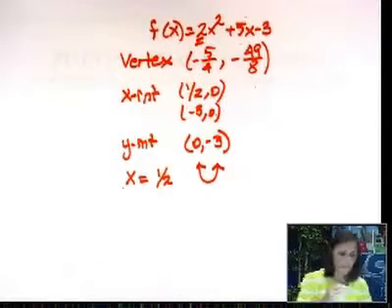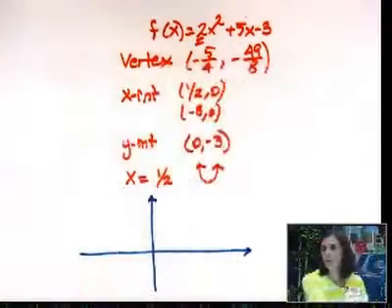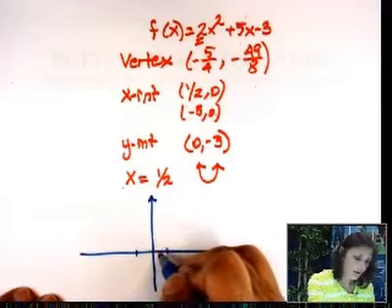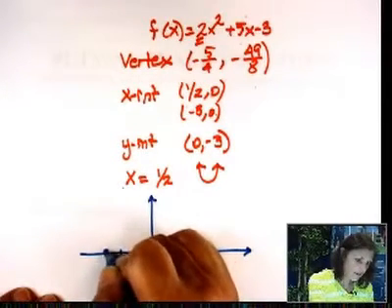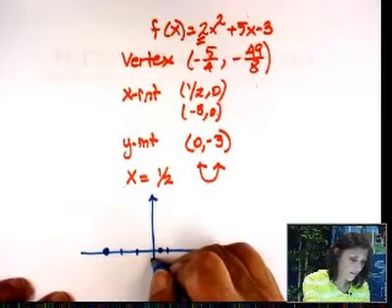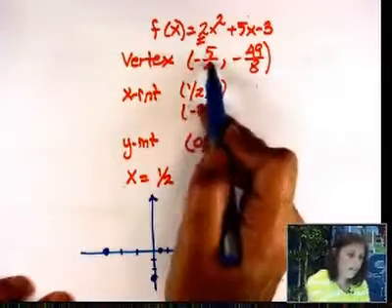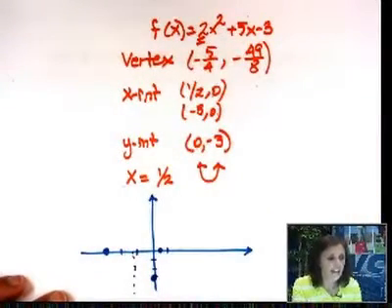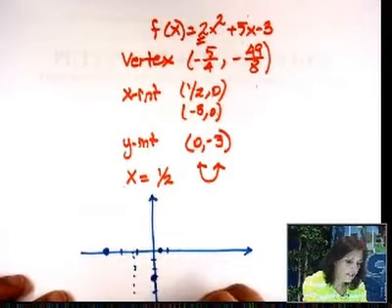Okay, let's try it. The vertex is kind of hard, so I'm going to start with the x-intercepts. 1/2, 0, and negative 3, 1, 2, 3. It has to go through here. The y-intercept is 0, negative 3. And then negative 5/4, that's like negative 1 and 1/4 around here. And then negative 49 over 8, that is like 6 times 8, around there, negative 6. 1, 2, 3, 4, 5, 6, around there someplace.